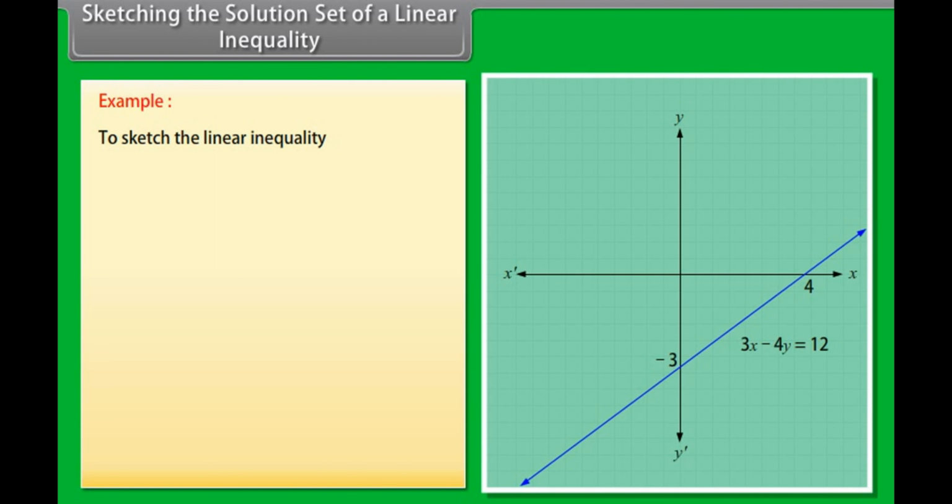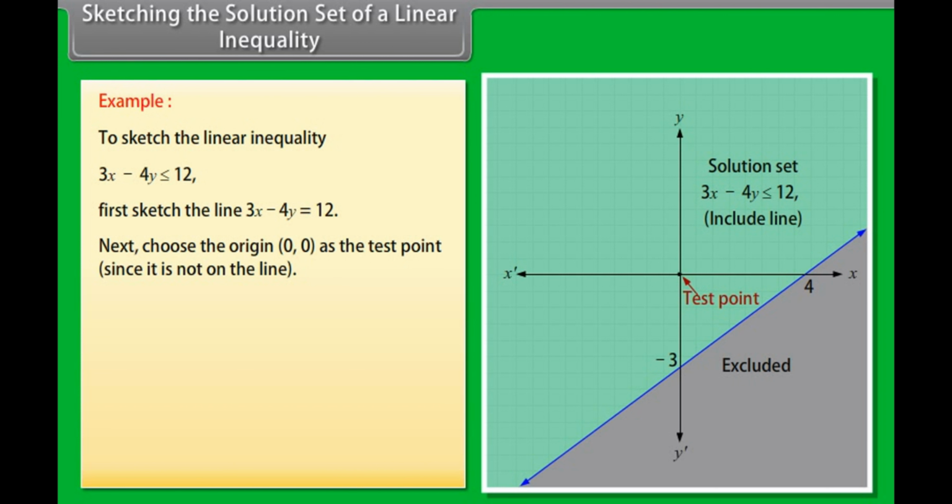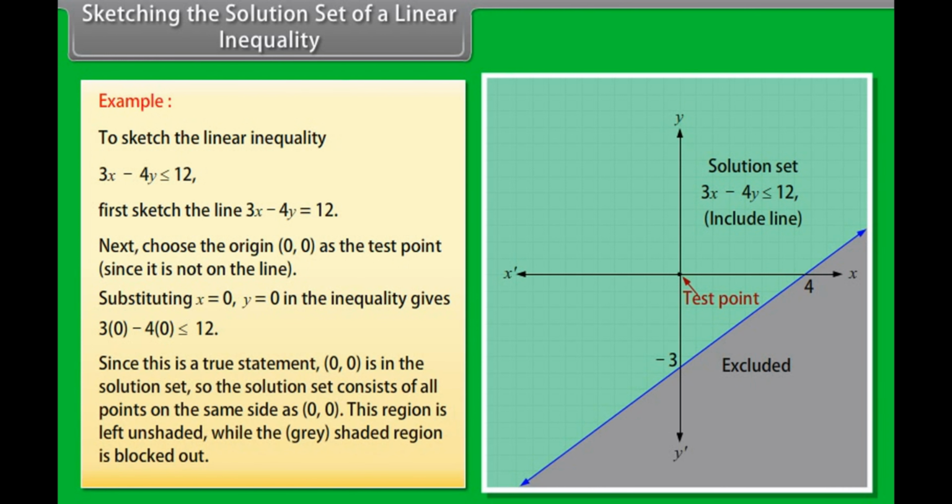Example. To sketch the linear inequality 3x minus 4y is smaller than or equal to 12, first sketch the line 3x minus 4y equals 12. Next, choose the origin 0, 0 as the test point since it is not on the line. Substituting x as 0, y as 0 in the inequality gives 3 times 0 minus 4 times 0 is smaller than or equal to 12. Since this is a true statement, 0, 0 is in the solution set, so the solution set consists of all points on the same side as 0, 0. This region is left unshaded, while the gray shaded region is blocked out.